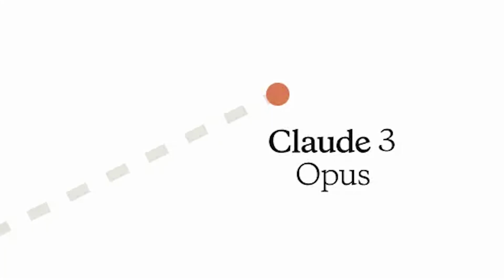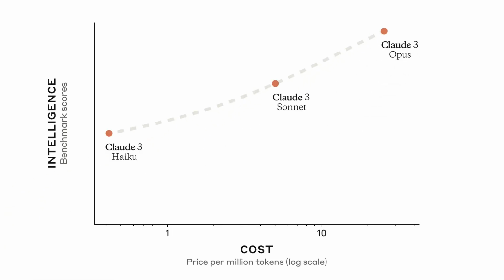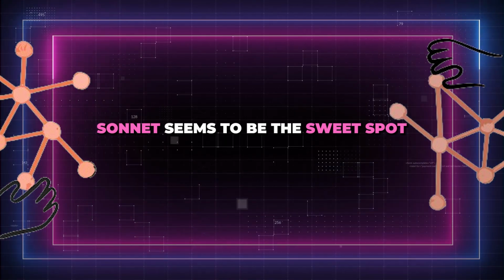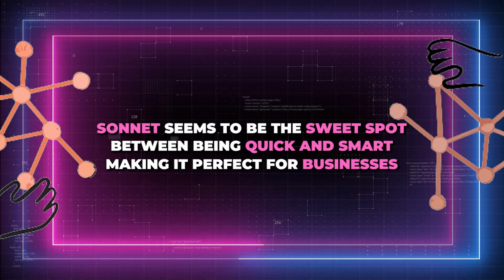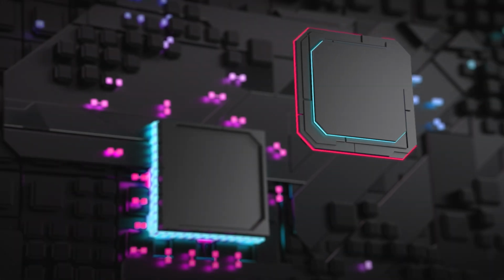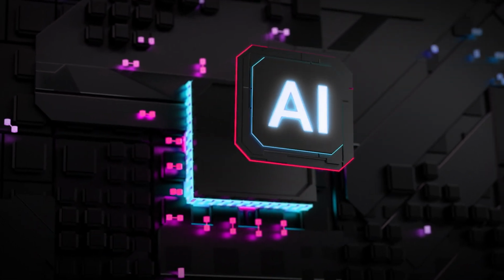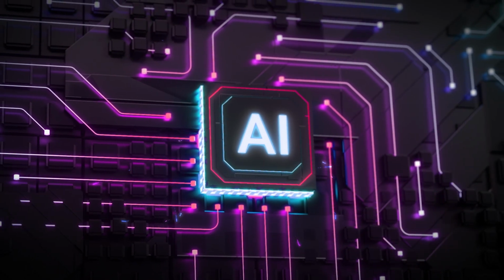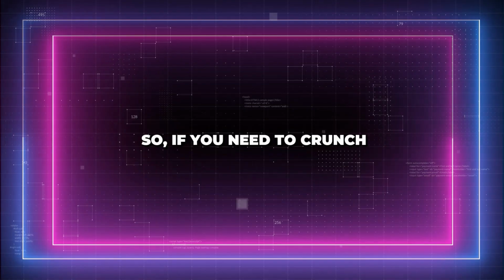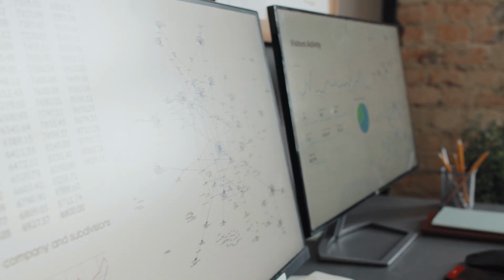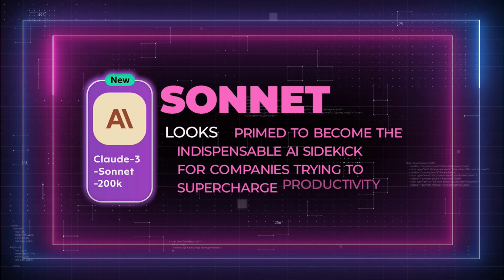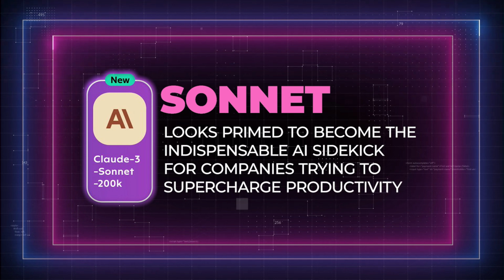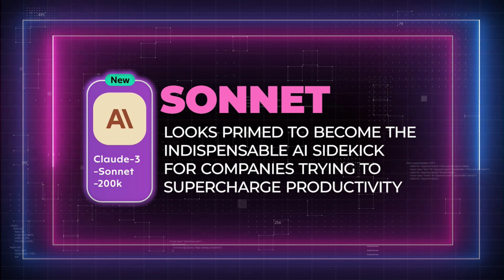Alongside Claude 3 Opus, as I already mentioned, there are two other versions, Sonnet and Haiku. Sonnet seems to be the sweet spot between being quick and smart, making it perfect for businesses. From what we've seen in early tests, it's twice as fast as the older Claude 2, but it certainly doesn't compromise on intelligence. So, if you need to crunch massive datasets or automate entire sales processes, Sonnet looks primed to become the indispensable AI sidekick for companies trying to supercharge productivity.